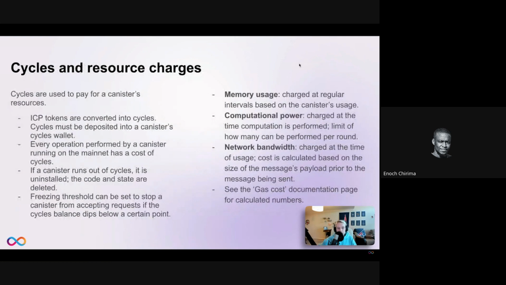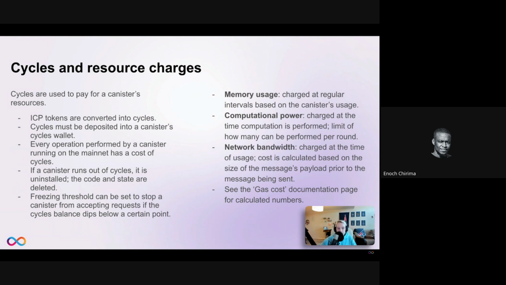So lastly, we're going to talk a little bit more about cycles and resource charges. I've mentioned in a couple previous episodes now about cycles and how important they are since they're used for paying for a canister's resources. ICP tokens can be converted into cycles, and cycles must be deposited into a canister cycles wallet in order to pay for every operation performed by the canister while it's running on the mainnet. If a canister runs out of cycles and it can't pay for further operations, it will be uninstalled and the code and the state will be deleted.